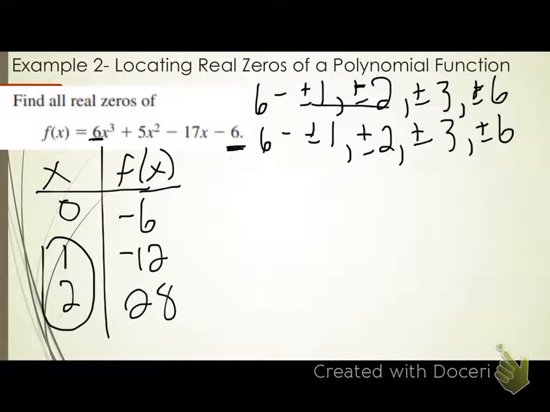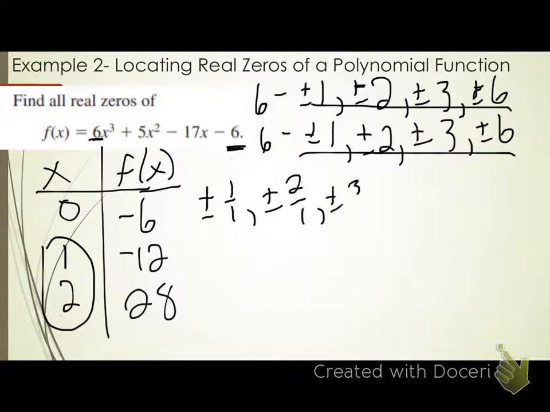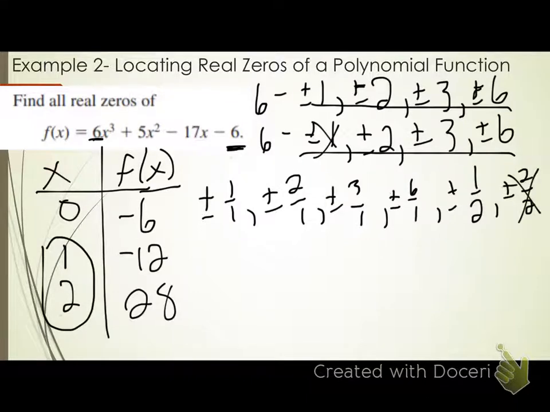Now I need to put all these factors over all of these factors. Plus or minus 1 over 1, 2 over 1, 3 over 1, 6 over 1. Now I need to put them all over 2. I already have 2 over 2 because that can reduce down to 1 over 1. I already have 6 over 2 because that reduces down to 3 over 1.